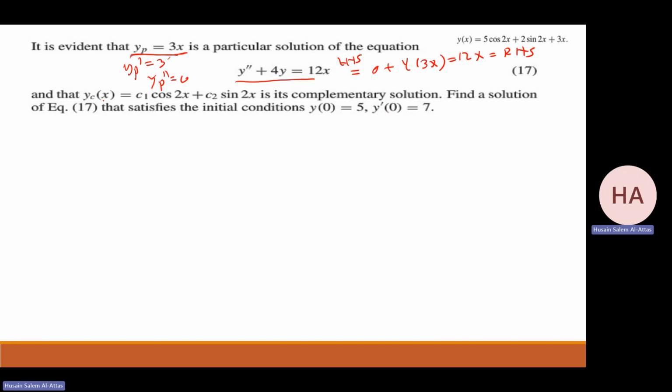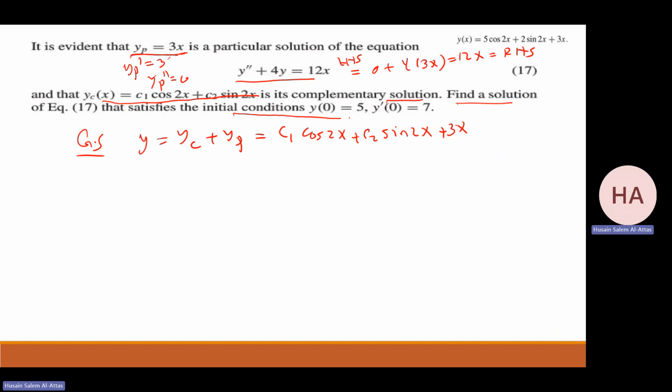And I have yc as the complementary solution. So what will be the general solution for the non-homogeneous? It will be y equals yc plus yp, and that will be c1 cosine 2x plus c2 sine 2x plus 3x. Now, he said find the solution that satisfies the initial conditions. Now we need to work out the initial conditions for this general solution, which has the yp also.